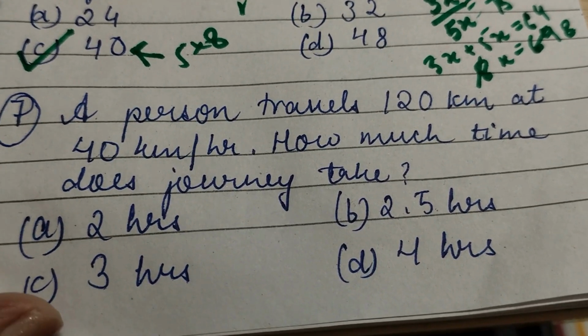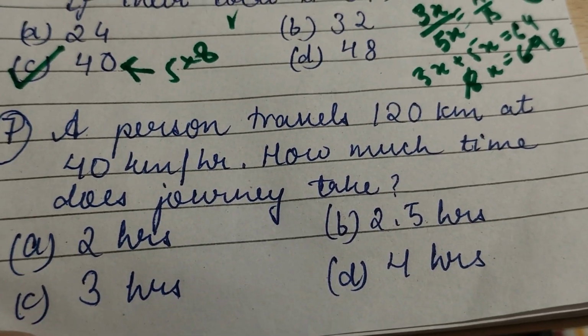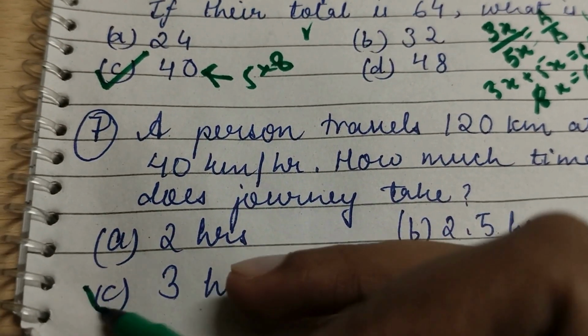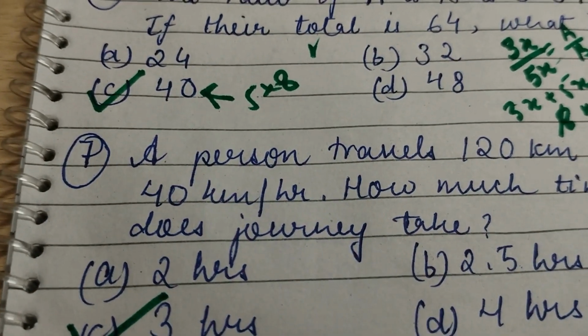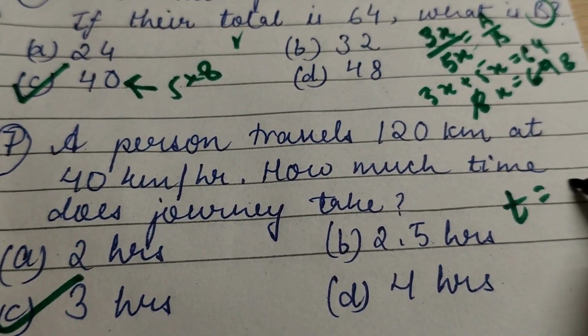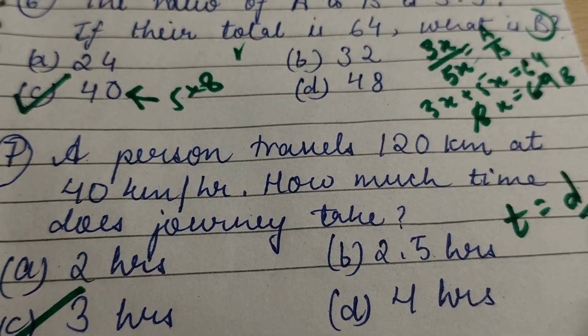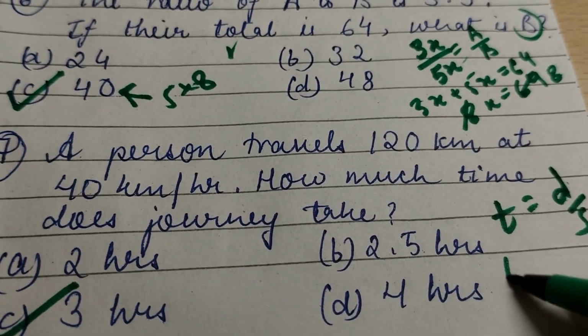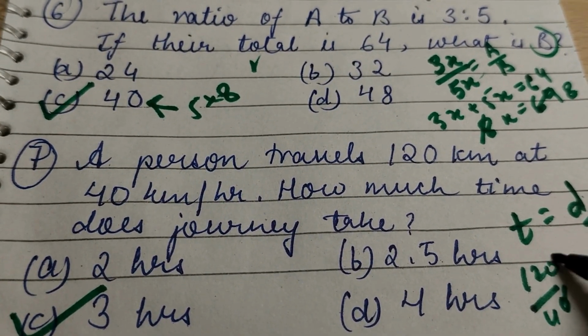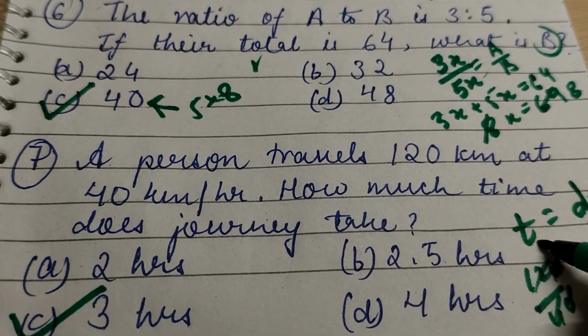Okay, so the answer to this is 3 hours. Because we know that time is equal to the distance by speed, so we are given 120 by 40, so it's going to be 3.